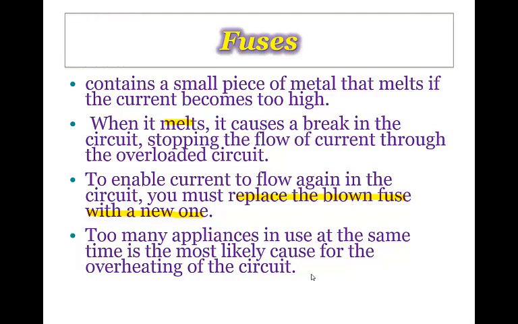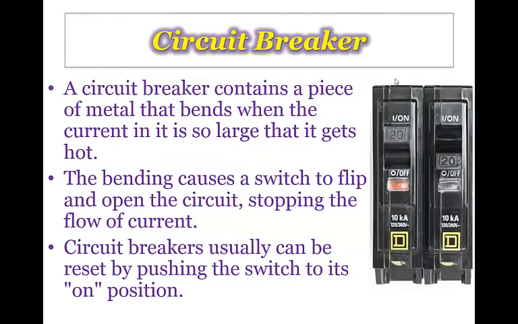Now, you also have, more commonly, and this is what our houses have, and even the lab tables almost have their own little personal circuit breakers on them now. A circuit breaker is a piece of metal that bends when the current is so large and it gets hot. So these little switches have a little piece of metal inside, and if it gets too hot, it bends, and so the switch flips up to the off position. It basically opens the circuit, meaning it breaks the circuit, so you can't have any more electricity flowing. And then you have to go and try to flip it back on.